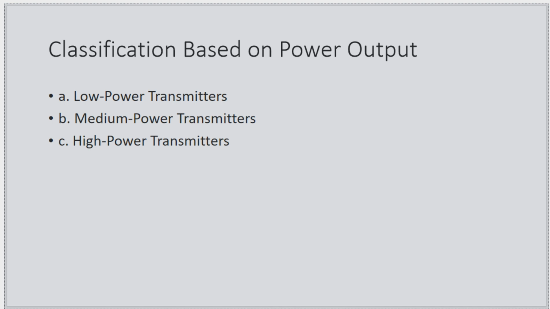And the last one is point C, the high power transmitter. Power output is more than 100 watts. Applications are radio and television broadcasting stations, light communication, satellites, and military communication systems.